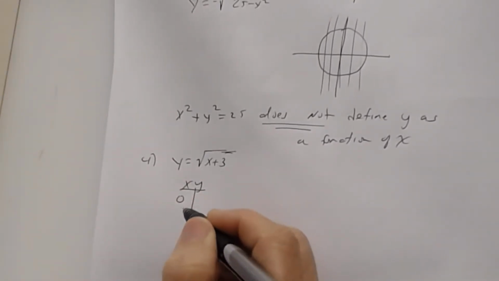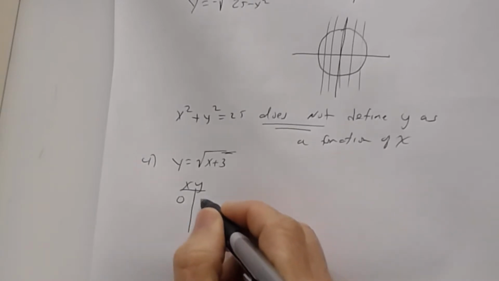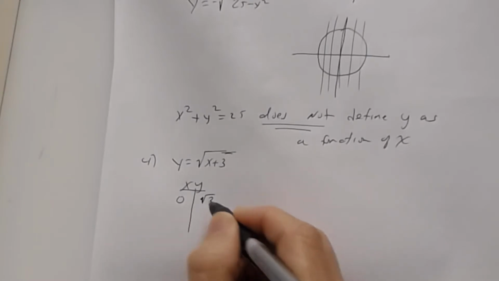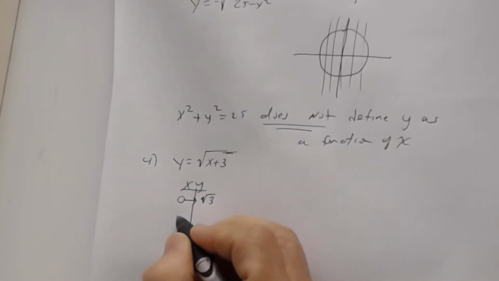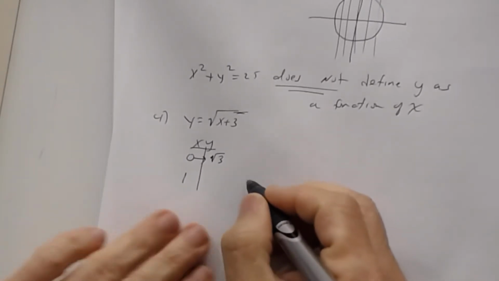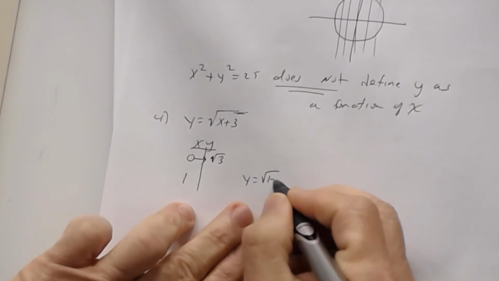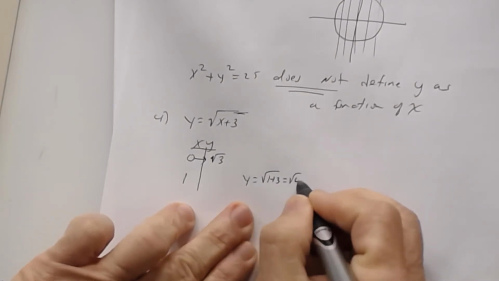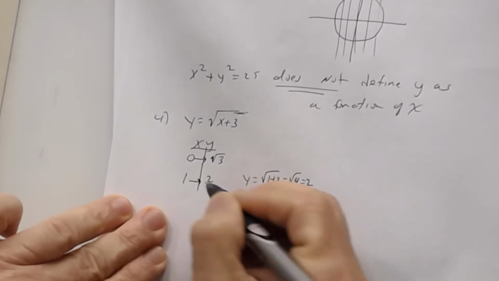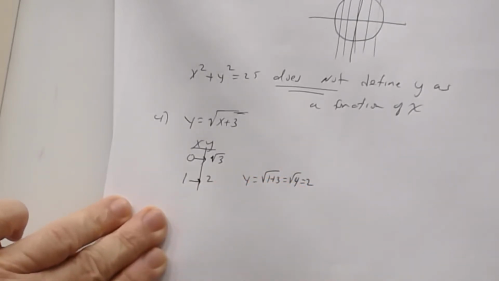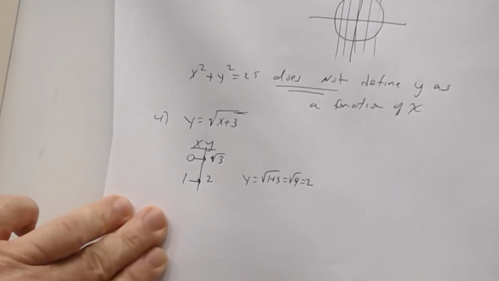When x is 0, I get y is what? No, not 3, but what? The square root of 3. So when x is 0, how many y values did I get? Just 1. When x is 1, I get y equals the square root of 1 plus 3. That's the square root of what? Which is what? 2. So when x is 1, what's my y value? 2. Yes, 2. And so just one y value, right?